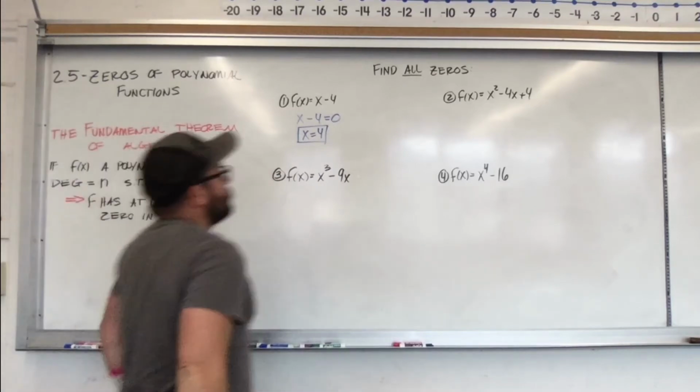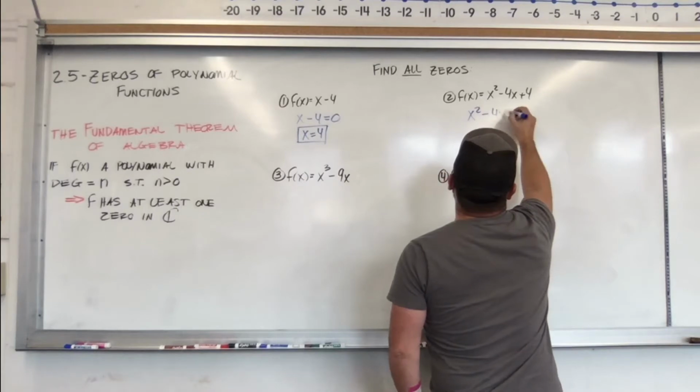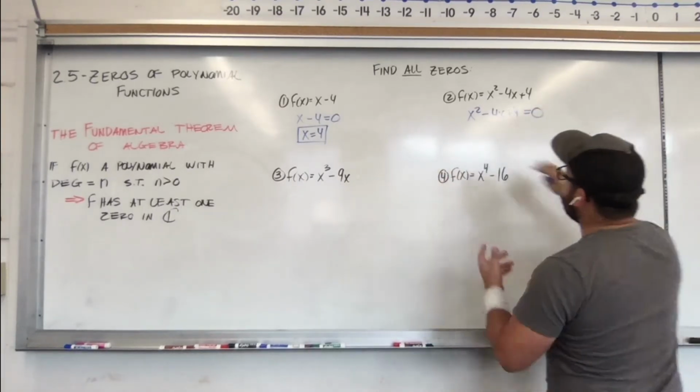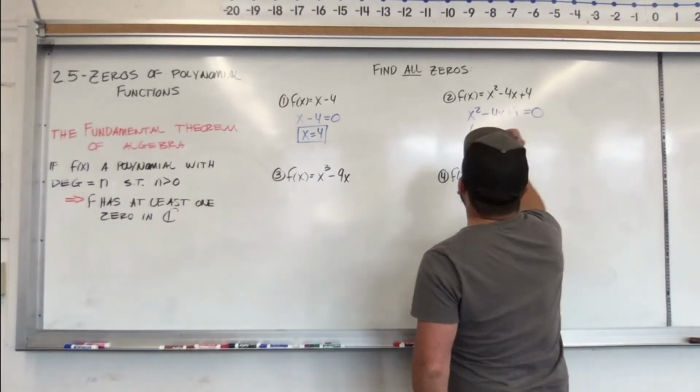Moving on to number two, typical quadratic function. We have x squared minus 4x plus 4 equals 0. I suppose worst case, we could take this and plug it in the quadratic formula, but this one's not too bad.